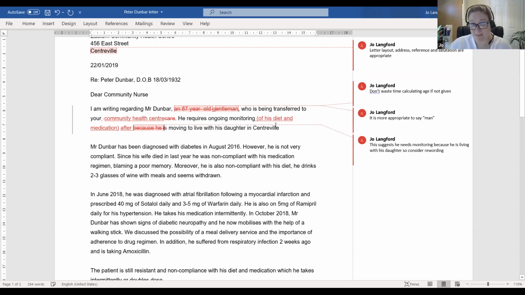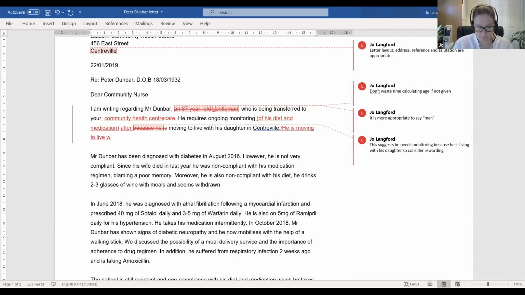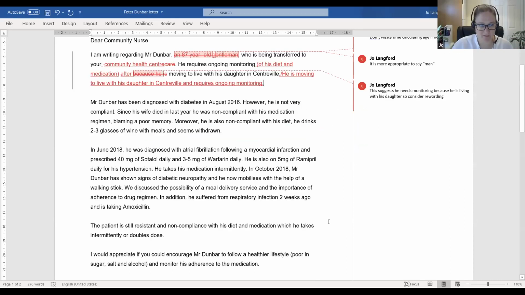After moving to live with his daughter in Centreville. Yeah, or better still, you might like to write the context first. So he is moving to live with his daughter in Centreville and requires ongoing monitoring. Okay, so I think we've got a clear purpose there, clear indication of what the letter's about.